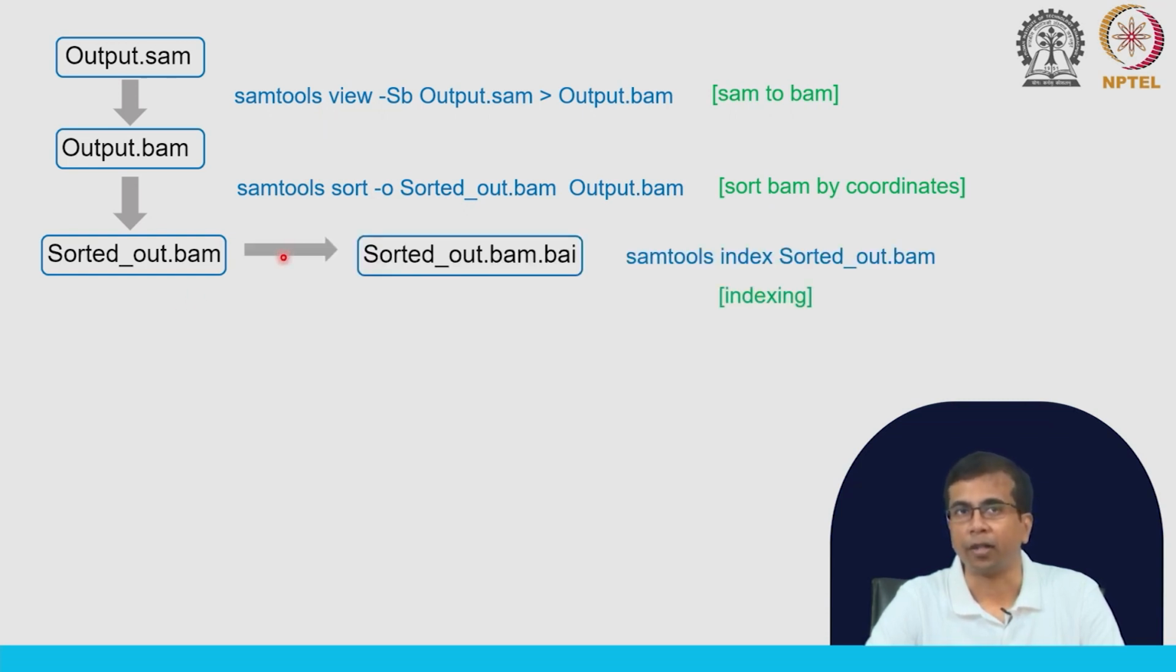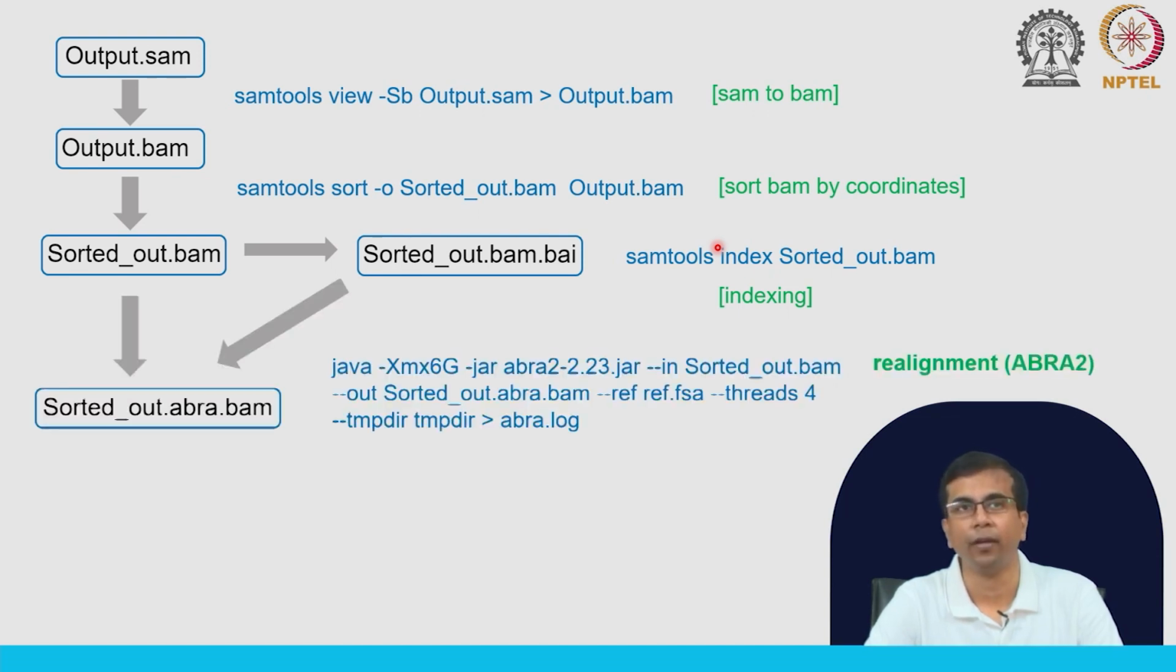Once we have this sorted_out.bam, we also generated this index file. We will see why this index file is important. It is important also for visualization. So, sorted_out.bam.bai, we create using the command samtools index sorted_out.bam. So, we are creating this index file for this sorted_out.bam file.